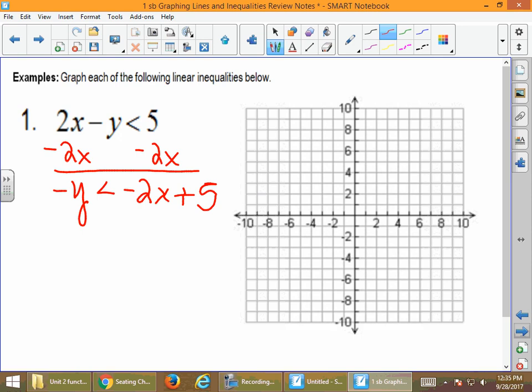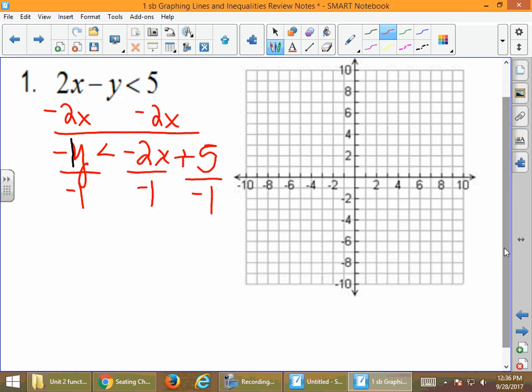We are still trying to put this into slope-intercept form. And we're close, but this says negative y. Well, that's really negative 1 times y. So we're going to divide this by a negative 1. We're going to divide this by a negative 1. We're going to divide that by a negative 1. And when we divide an inequality by a negative, just like when we were working with the domain of a square root problem, the direction of the inequality changes.